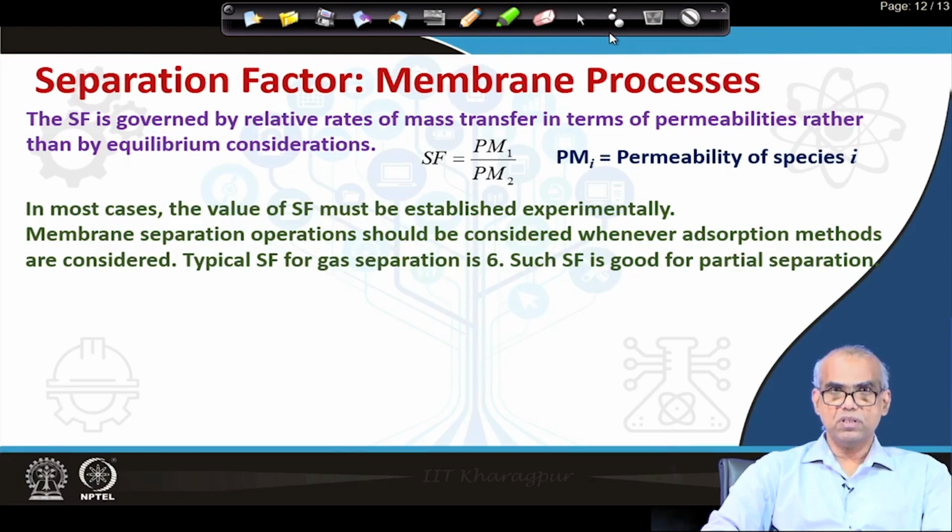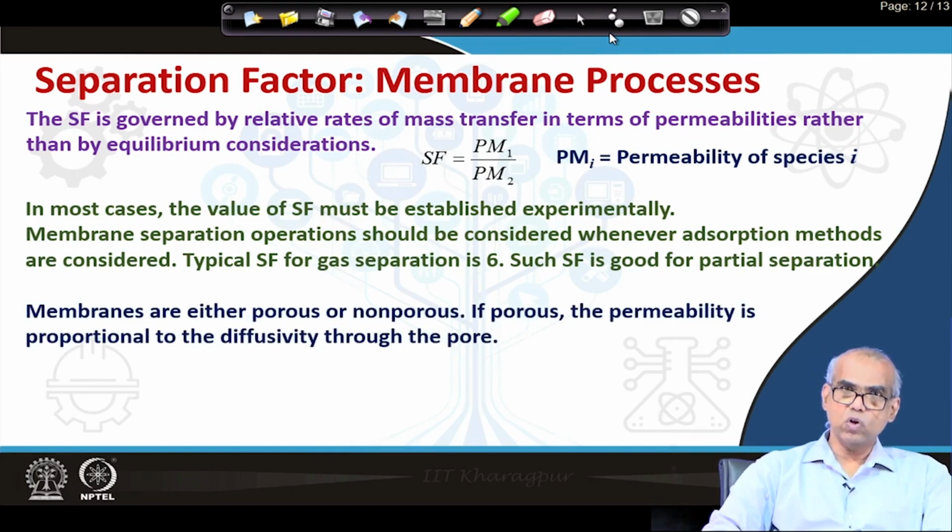Membrane separation processes should be considered wherever we consider adsorption methods as a possible separation process. Typical separation factor for gas separation using membrane is about 6. This separation factor is not very high for achieving sharp separation. However, this is good for achieving partial separation.